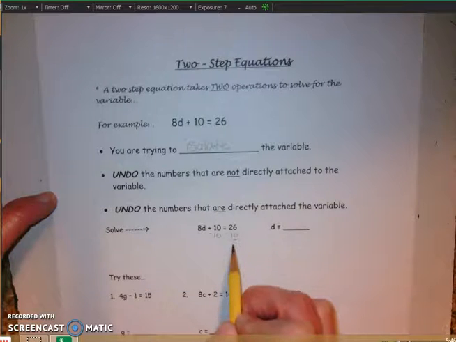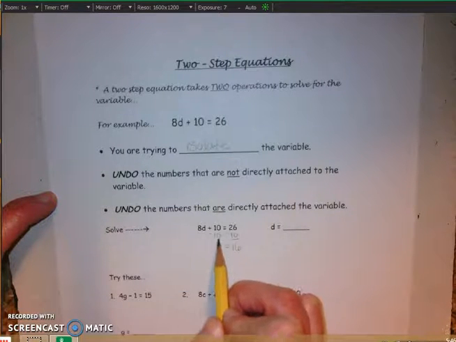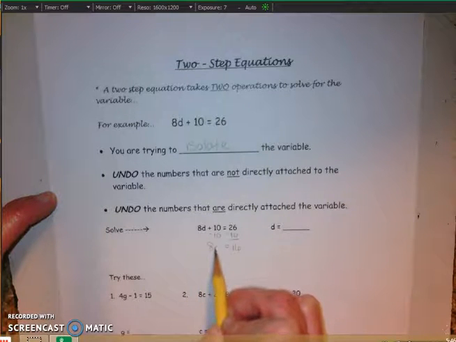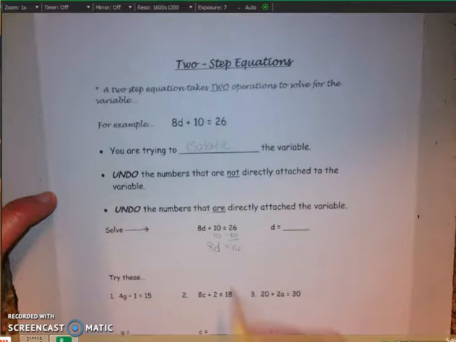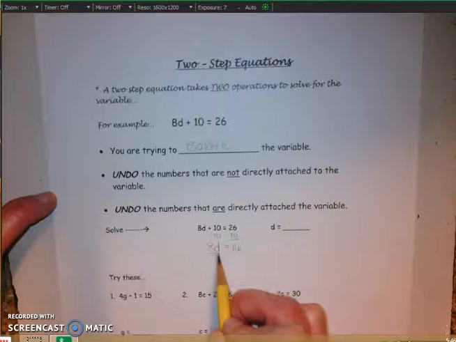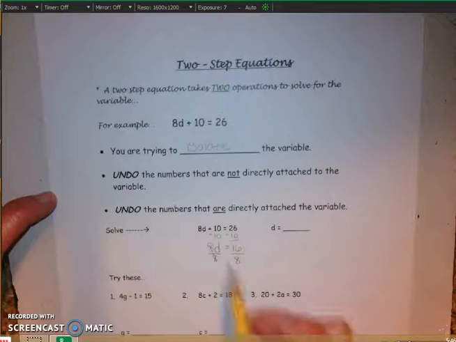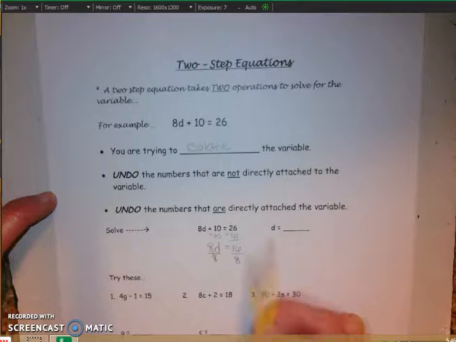26 minus 10 is 16. Bring down my equal sign. 10 minus 10 is 0. 8d. And now we have a one-step equation, and we all know now to divide by 8 because that says 8 times d. We're doing the opposite. The 8's cancel. D is left by itself, isolated. 16 divided by 8 is 2.